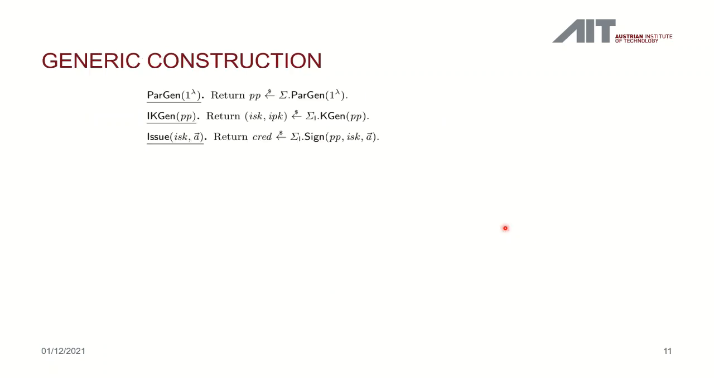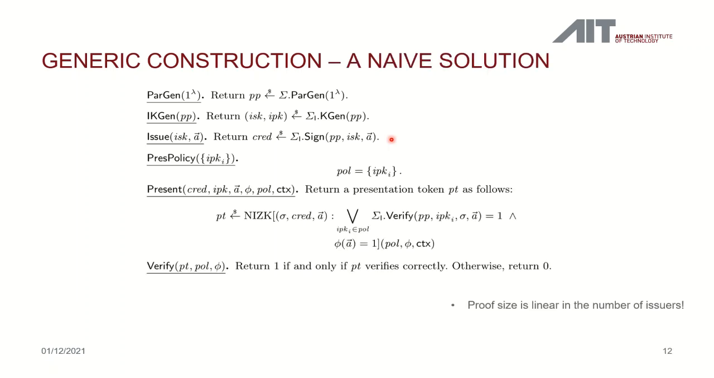Now let's have a look at the construction, how to achieve those security goals. So in the first step, we let the issuer generate a key pair for a digital signature scheme, and in order to issue a credential, the issuer simply signs the attributes of a user. Now, a trivial construction would be the following.